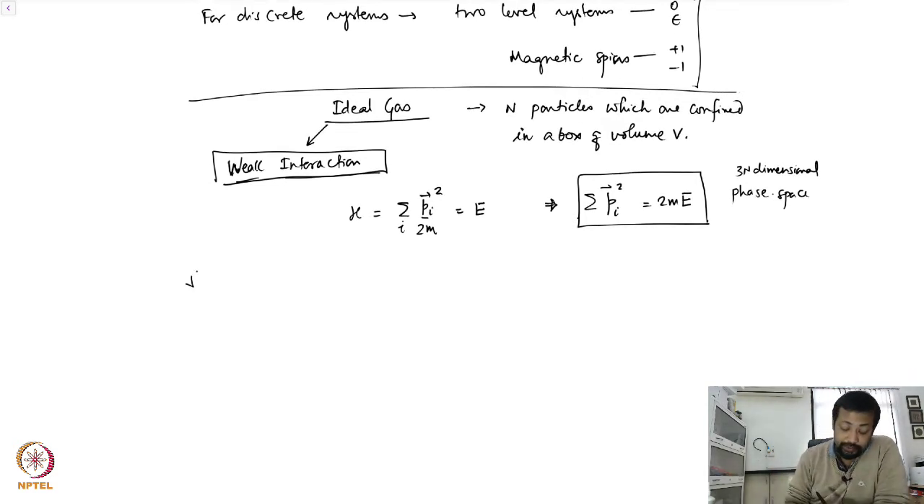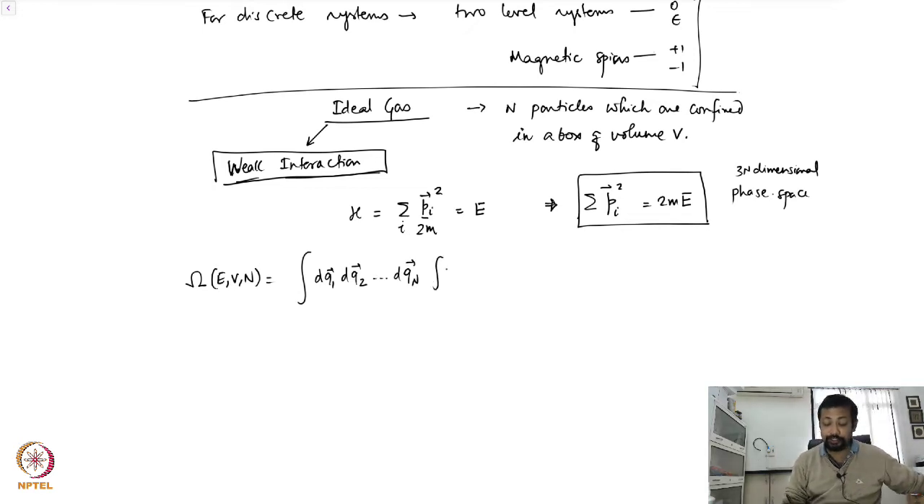So now I want to determine the total number of microstates, and the total number of microstates is the volume which is contained within the phase space, so that is going to be the integral dq1, dq2, all the way up to dqn, integral dp1, dp2, all the way up to dpn. But now this also has to be satisfied, so that the volume happens over the region where sum over pi squared is equal to 2mE. Correct?